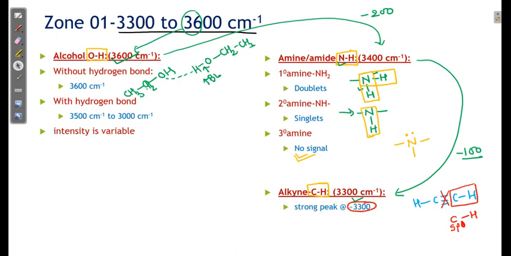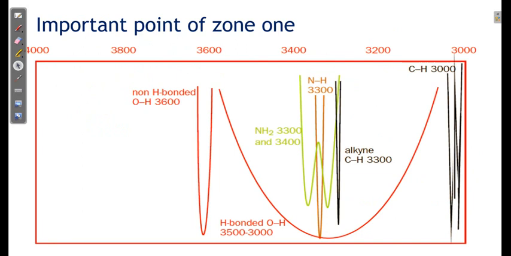Whatever we have seen here, I will show you as a pictorial diagram. First we see the hydrogen. In the case of OH, we get an intense signal around here. This is without hydrogen bonding, and this is with hydrogen bonding. The second thing is the case of amine.